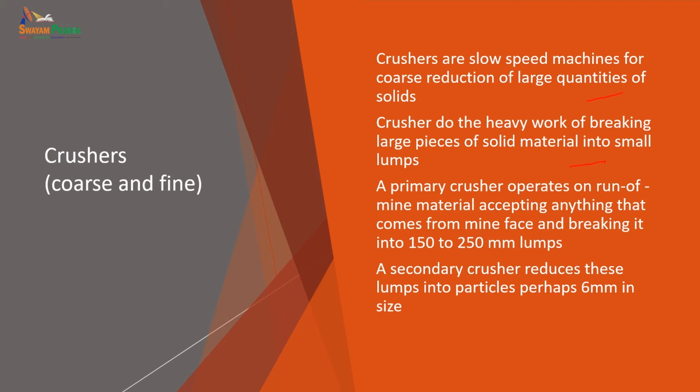A primary crusher operates on run of mine material, accepting anything that comes from the mine face and breaking it into 150 to 250 lumps. So larger lumps are prepared at the end product with the help of crushers. A secondary crusher reduces these lumps into particles, perhaps in the range of 6 to 7 maybe.